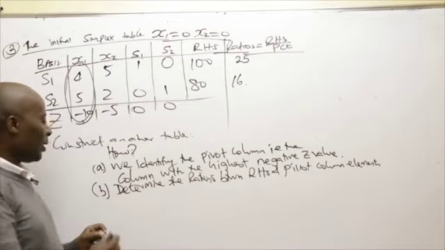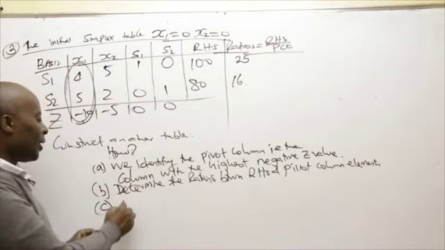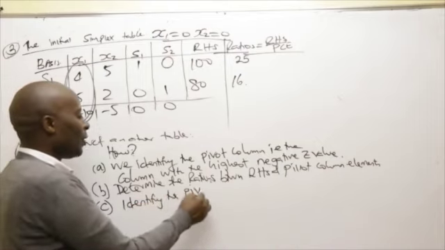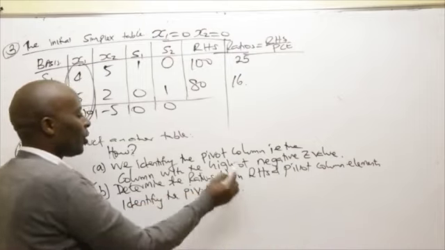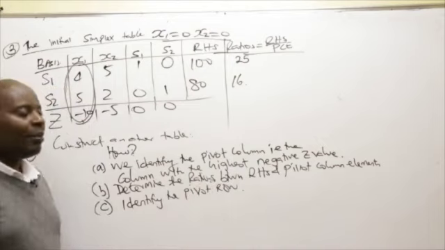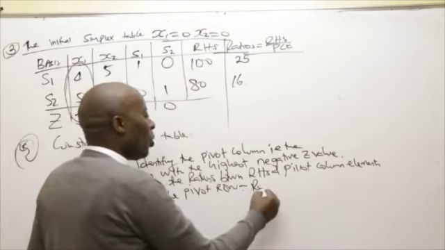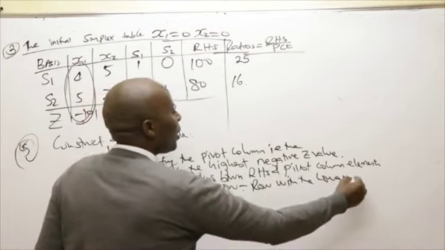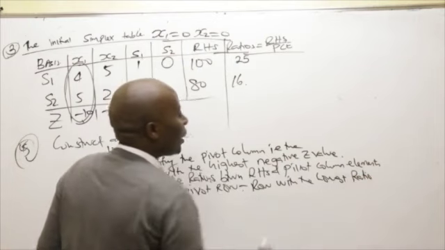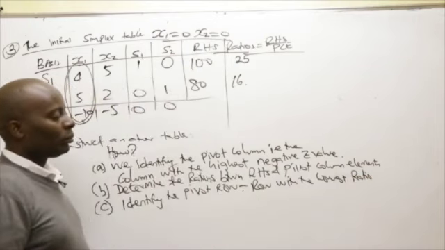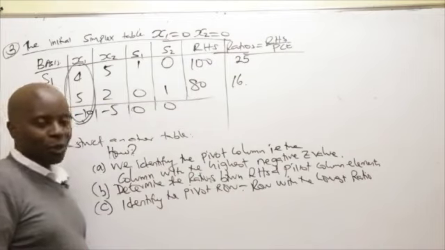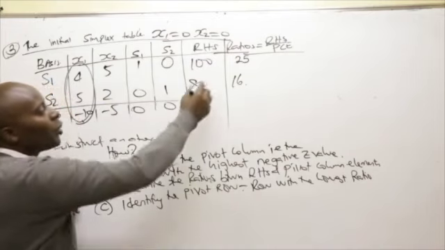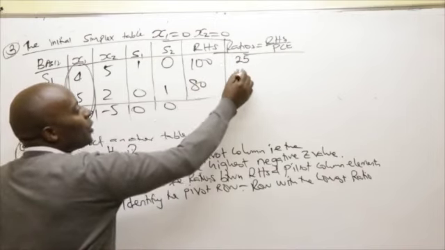Ladies and gentlemen, from there, C, identify the pivot row. Basically, this is the row with the lowest ratio. So the lowest ratio is this. When you compare the two, the lowest ratio is this with 16.